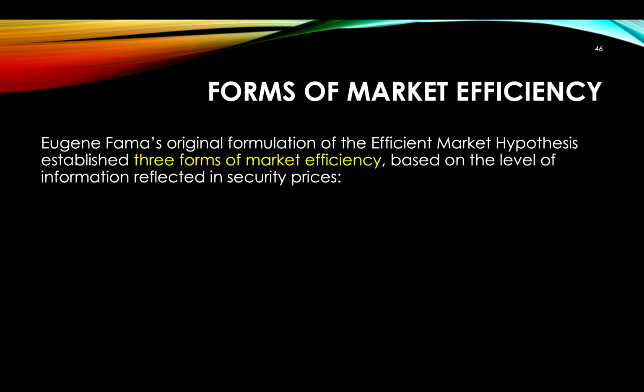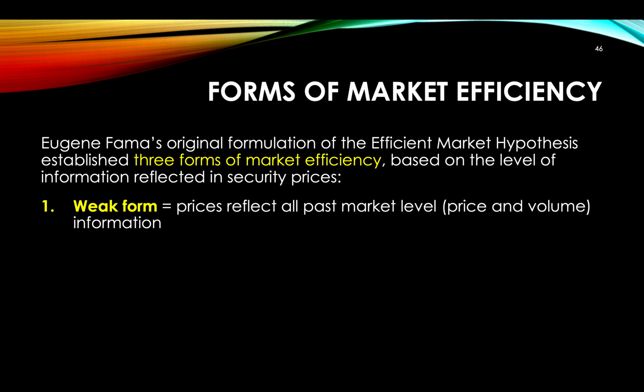So Eugene Fama originally said that there were three forms of market efficiency based on the level of information reflected in security prices. The weak form says if you just look back at the past prices, each day, each hour, and you look at the volume of trading in that stock, you can't use that price and volume information to outperform the market.